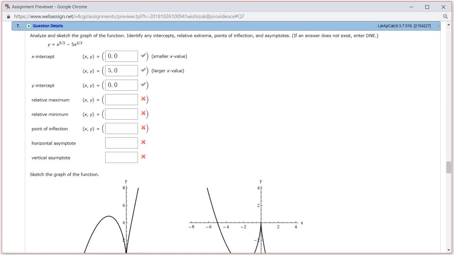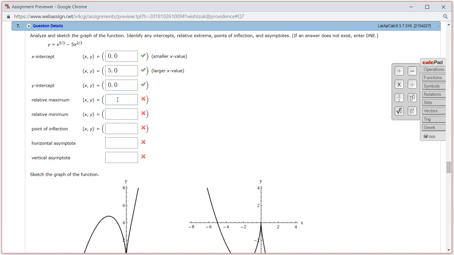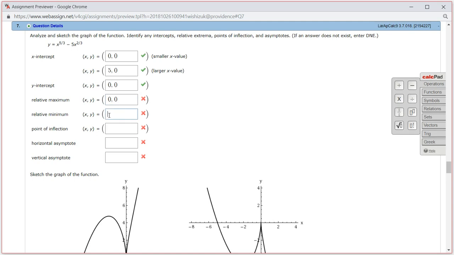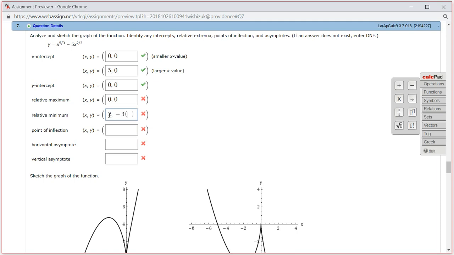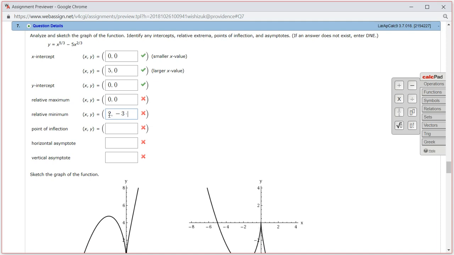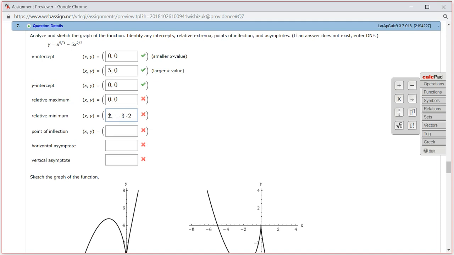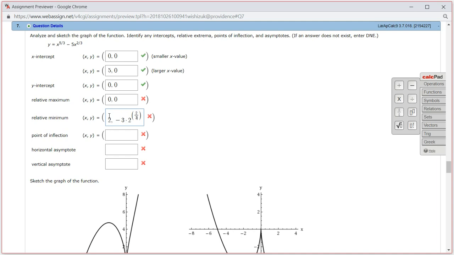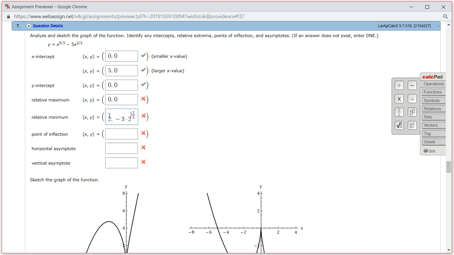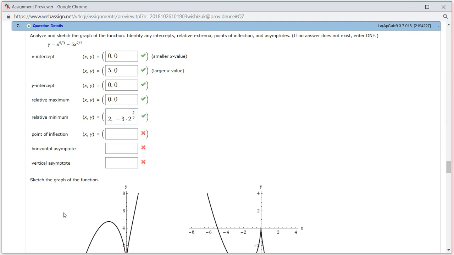All right, so we have relative maximum is (0, 0), and the relative minimum is (2, -3 times 2 to the 2/3). I'm going to erase the parentheses. We don't need that. All right, so let's check the answer. I came back and it looks like we got local max and local min correctly.